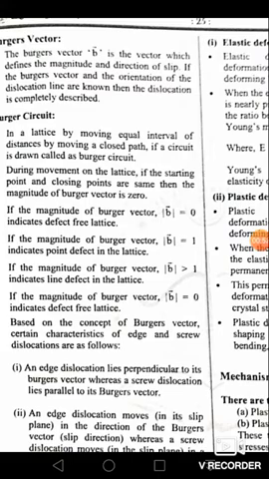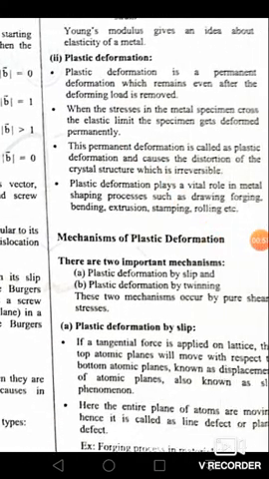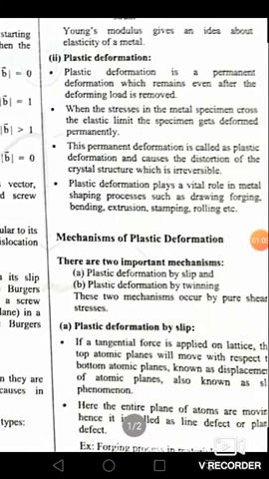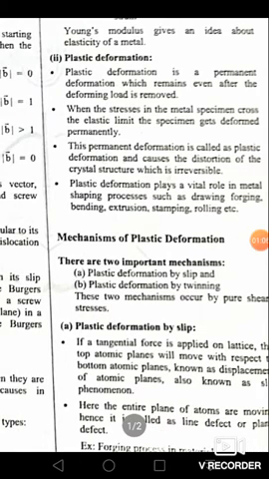But before that, we have heard a term called slip. What is slip basically? Let us see. If a tangential force is applied on the lattice, then the top planes will move with respect to the bottom atomic planes, known as the displacement of atoms, and this is also known as the slip phenomenon.